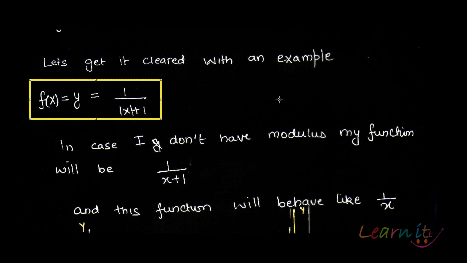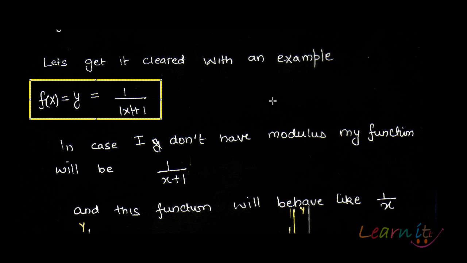So in case I want to see the function 1 upon mod x plus 1, this function will behave much like my function 1 upon x plus 1. And what will the function 1 upon x plus 1 behave like? It will simply behave like the function 1 upon x. What is happening is that for each value of x, I'm just adding 1 in the denominator. x is in the denominator, I'm just adding 1 to it.